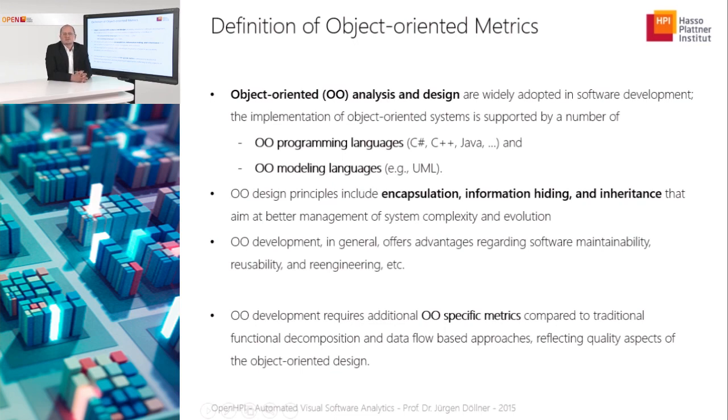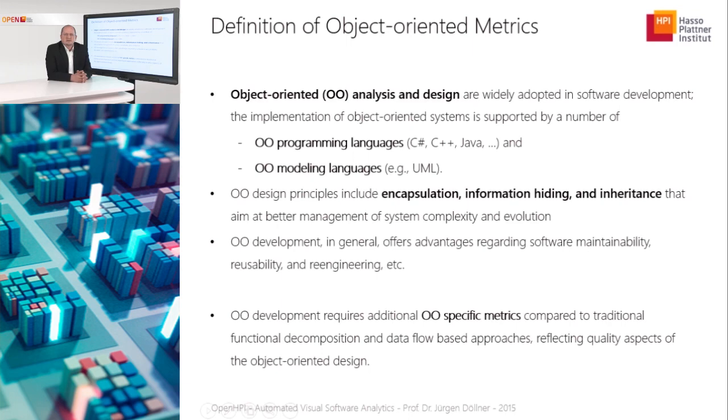The underlying object-oriented design principles include encapsulation, information hiding, and inheritance. These principles aim at, in general, a better management of system complexity and of system evolution. Object-oriented development in general offers many advantages regarding different aspects of software quality and tasks in software engineering, for example software maintainability, software reusability, or software re-engineering.